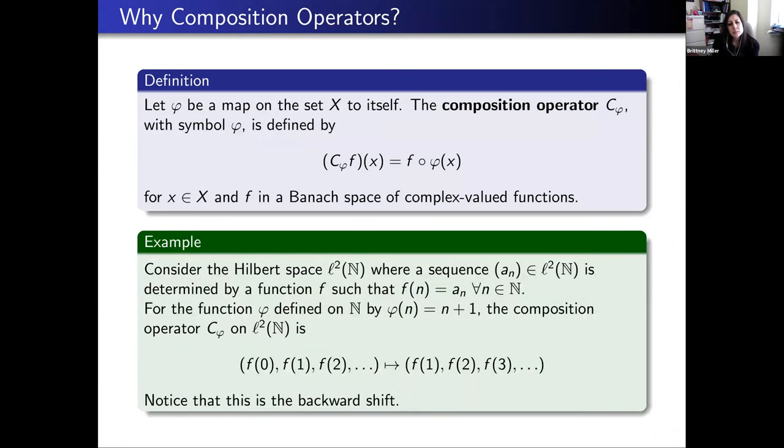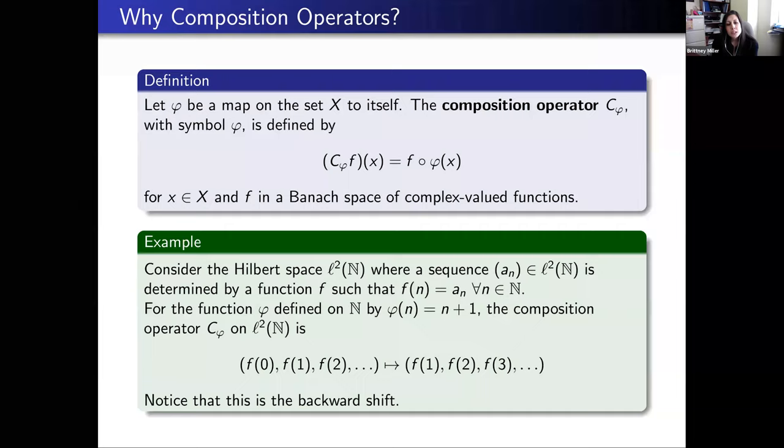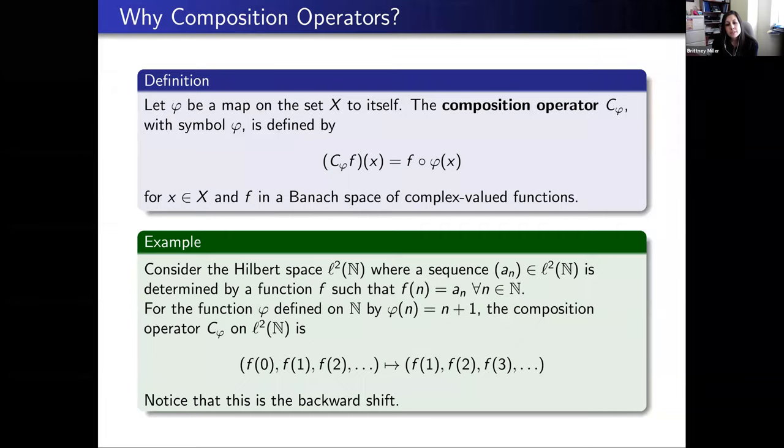And this is actually very nicely tied to the shift operator, the backward shift in particular on little L2. And so we know we can associate with any sequence a function where we just map each natural number to the corresponding number in the sequence in that position. And if we let phi be the function phi of n equals n plus one, then when we apply that to our sequence, it just shifts it backwards by one.